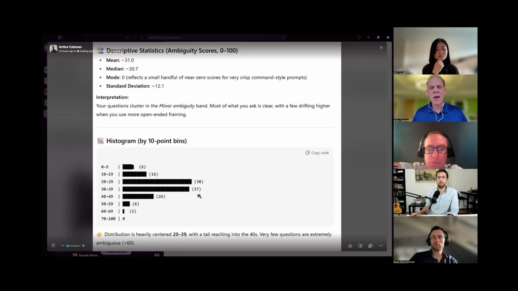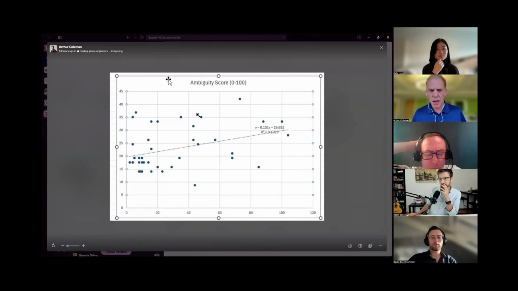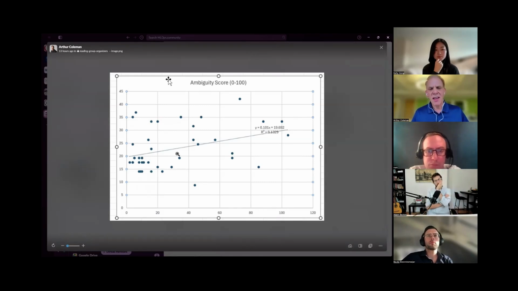I won't go into the detail. My average was 30 or so. And you can see the comment about distribution. Here is the distribution of my ambiguity scores on the various questions. Now, what really is interesting, and can you see this chart, the scatter plot? Yes. Okay. So I asked it to look at the number of tokens. This is the number of tokens, and this is the ambiguity score. And basically, the conclusion is there's very little relationship between the ambiguity score of my short versus long questions.